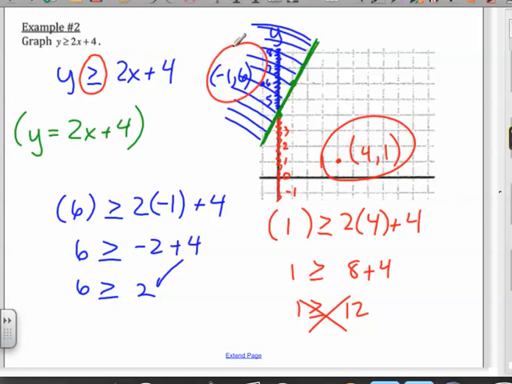This one is. That's why it is true when we plug it in. All right, good job, guys. Let's look at the next example.